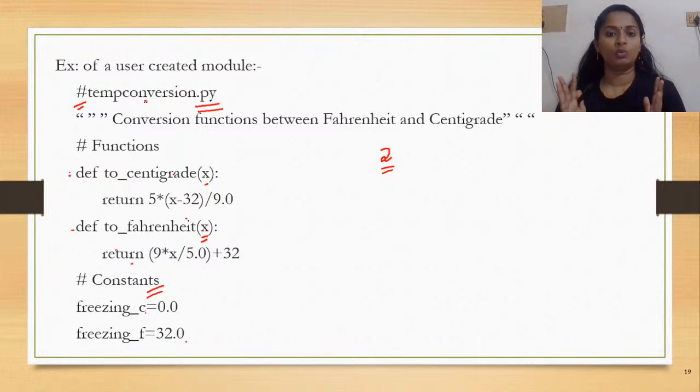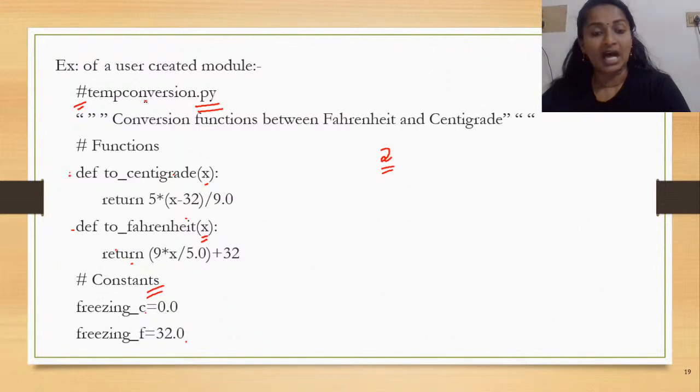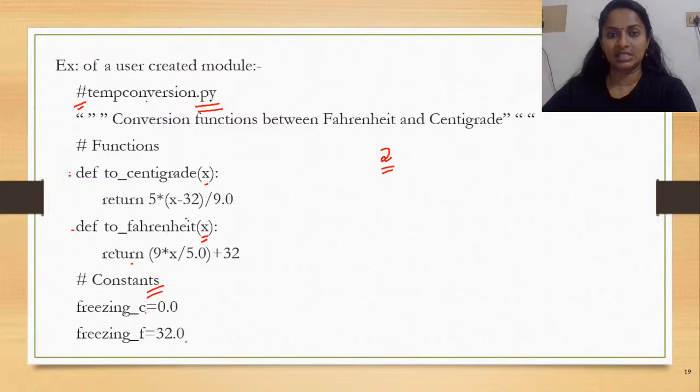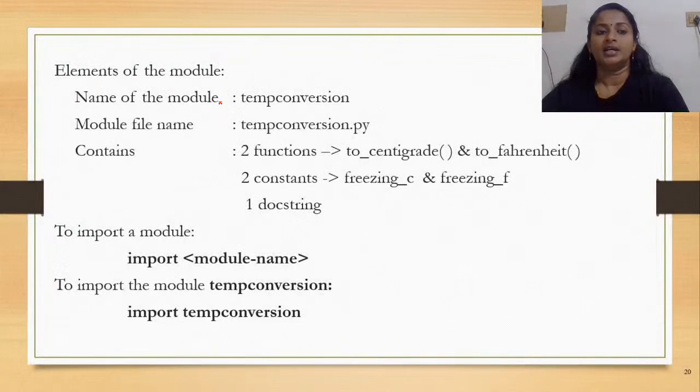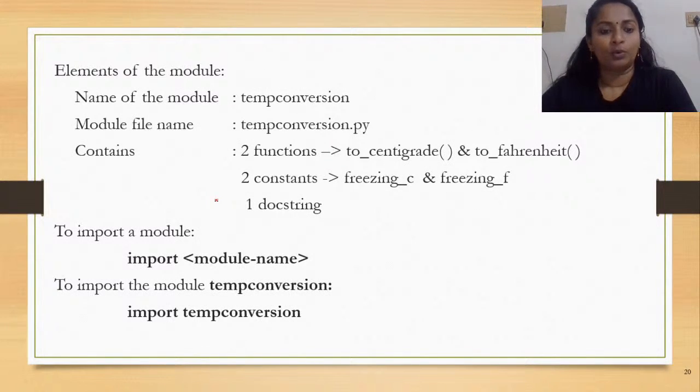Right now we are learning a user created module. How to create one, we have just seen. How to give a name? This is how you give a name to it. And this will be saved in your system in the files category with the extension .py. Now, if you have to use it in your program, what do you do? This is the syntax to import a module. How do you do it?